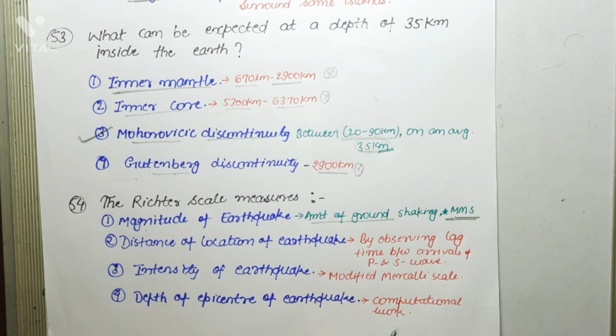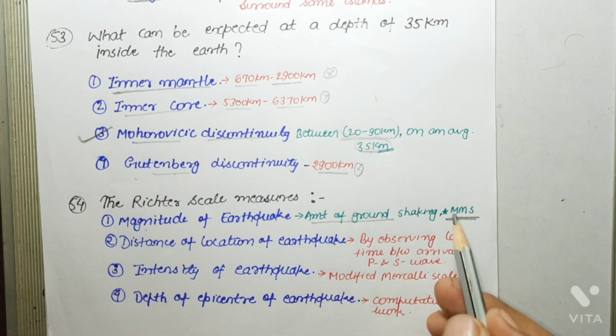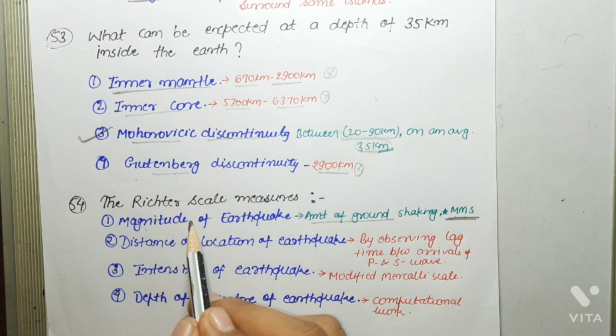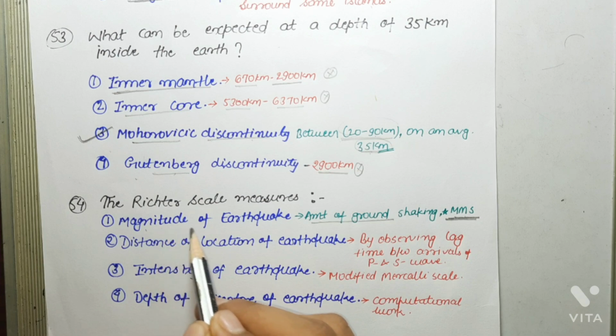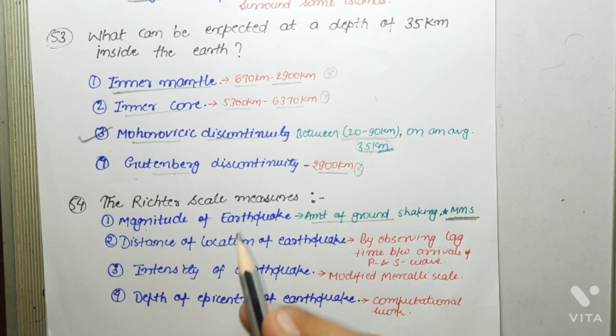Why? Because Richter scale worked largely for earthquakes occurring within about 370 miles of seismometers, while moment magnitude scale records all the seismic waves from an earthquake to seismographs across the world. Okay, so now moment magnitude scales are used, but Richter scale is also used to measure the magnitude of earthquake, and it is the data which we get in news channels. Now distance of location of earthquake. Distance of location of earthquake is measured by observing lag time between arrivals of P and S waves.